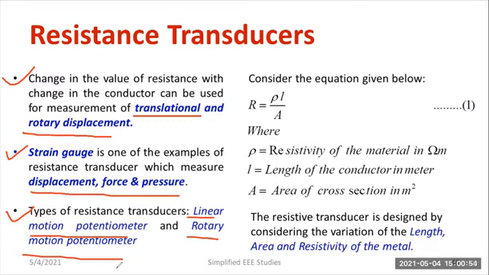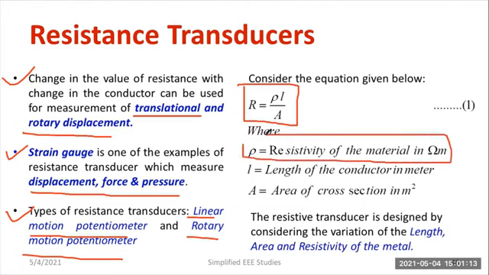Before studying resistive transducers, you should understand an important formula, which is the working principle of the resistance transducer. The resistance of a conductor or material is given by R equals rho L divided by A, where rho is the specific resistance, or resistivity, expressed in ohm meter. L stands for the length of the conductor or material, expressed in meters, the SI unit.